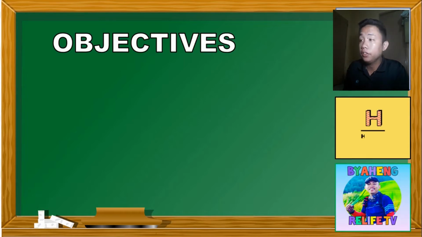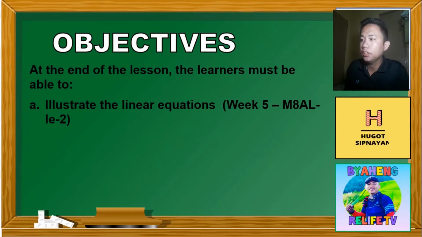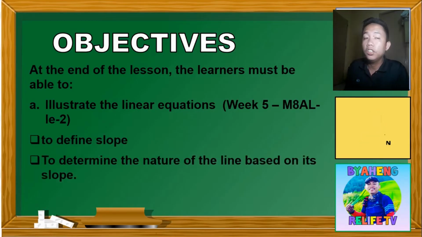For our topic for today, we have some objectives. Our objective is to illustrate linear equations in two variables. So po yung ating code and week natin. Under nito yung mga primary objective natin. Number one, to define what slope is and determine the nature of the line based on its slope.